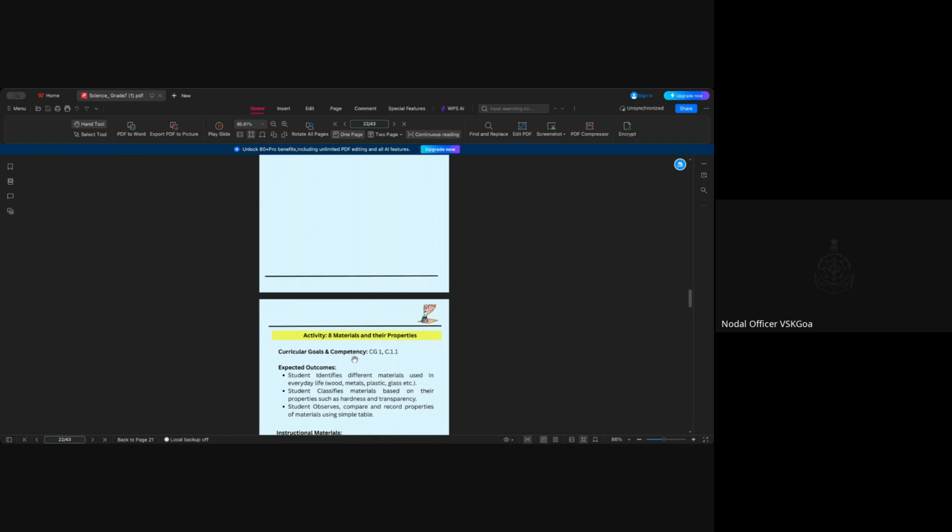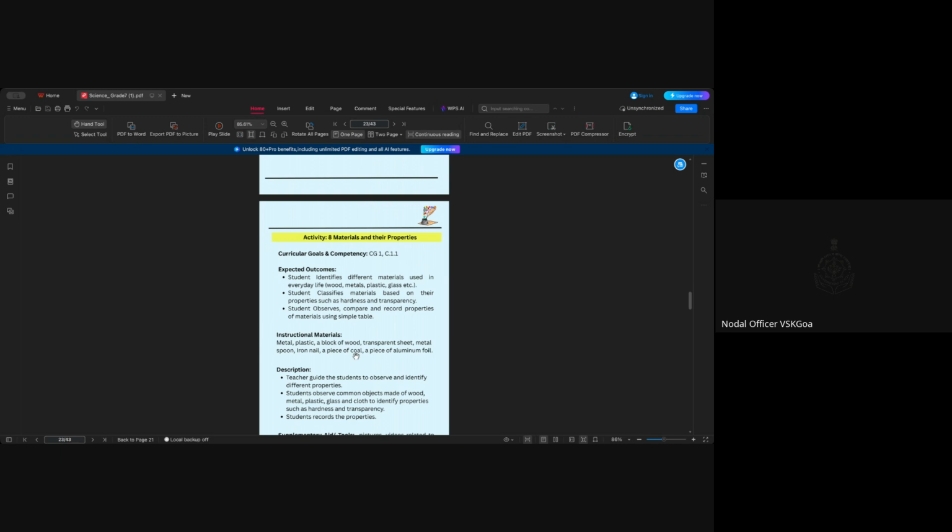Then comes activity 8, which speaks about materials and their properties. It again caters to CG1 along with CG6 and CG7, the same as above, that is classification, and again related to formulating questions and using scientific vocabulary.